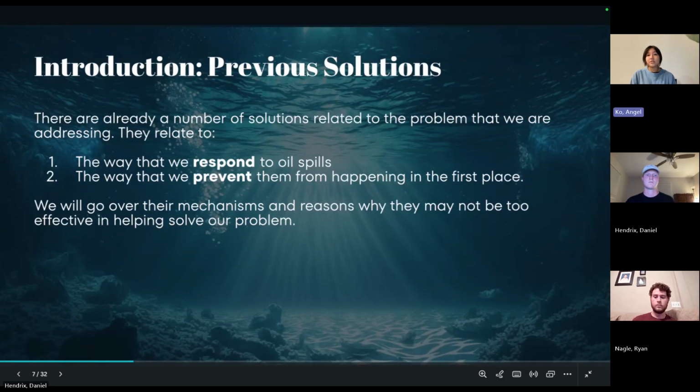So some previous solutions that deal with the problem we are trying to address have to do with two categories. One, the way that response is handled in regards to oil spills, and two, the way that we prevent them from happening in the first place. We're going to go over those mechanisms and why some of them might not be as effective as our solution.